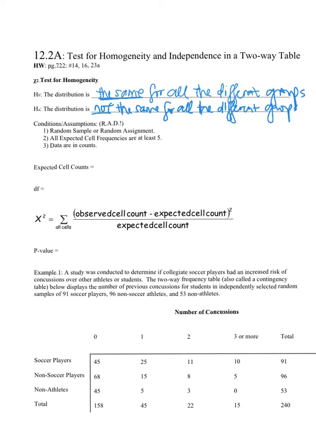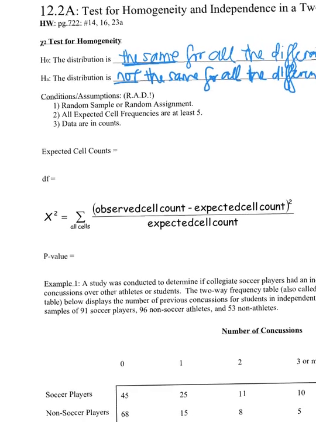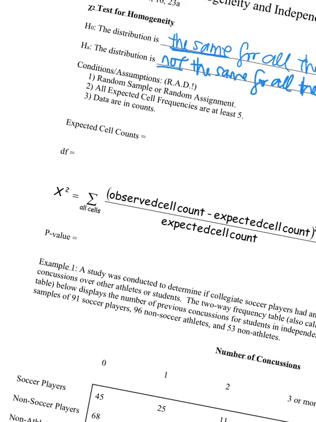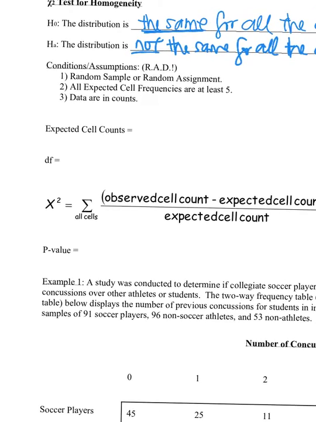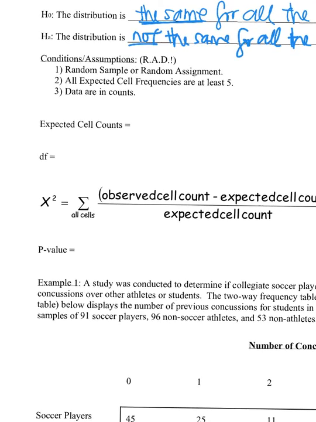Now next, the conditions. The good thing is that for chi-square tests, all the conditions are going to be the same, the same as yesterday. We're going to use our acronym RAD. Random sample or random assignment, depending on the problem. Number 2, all expected cell frequencies need to be at least 5, and we do actually have to check that. We can't just assume. And then lastly, data are in counts, so making sure our variable is categorical and we're just counting how many things pop up in each category. So those conditions are the same.